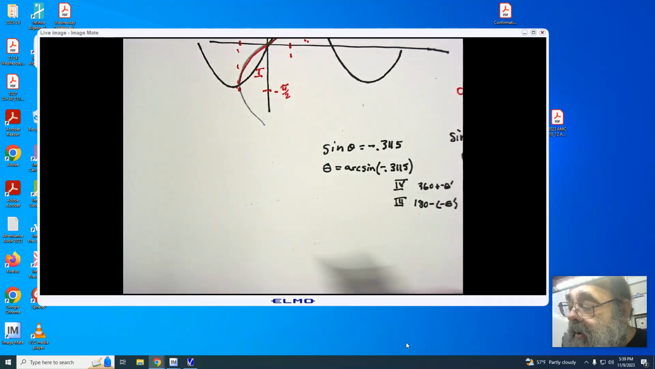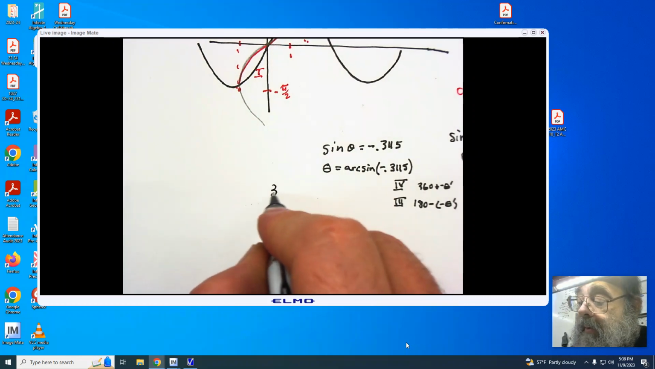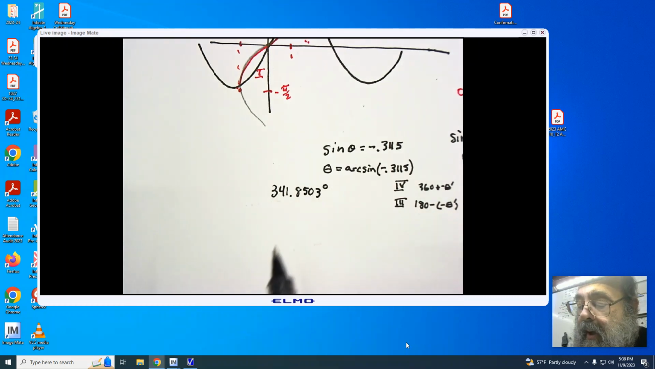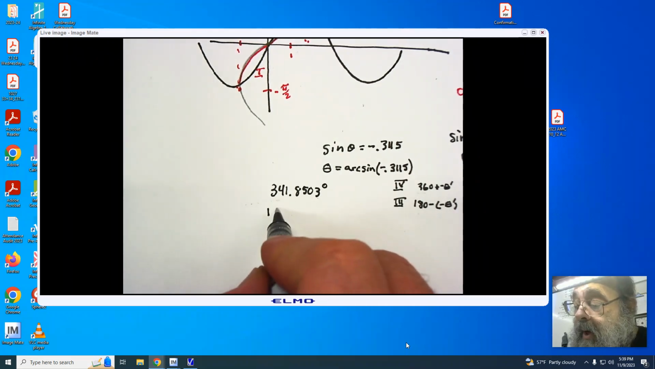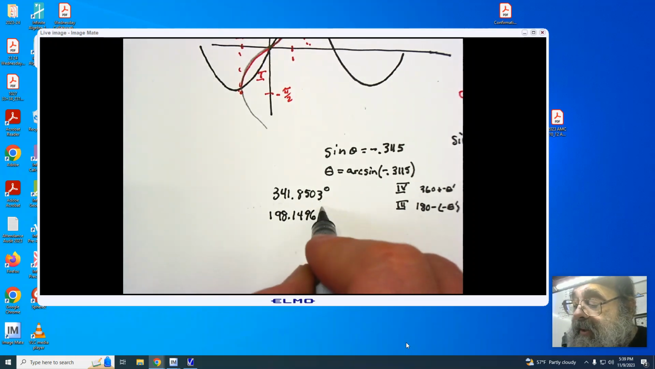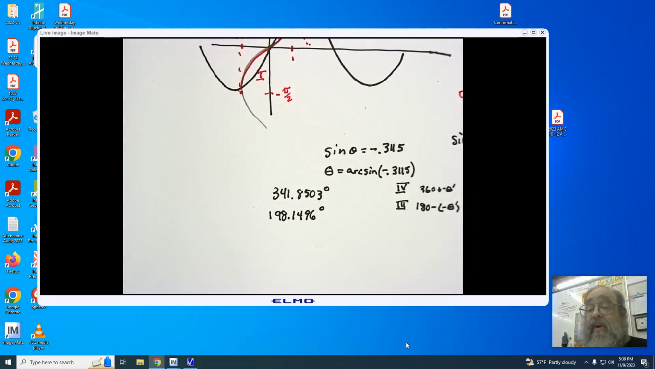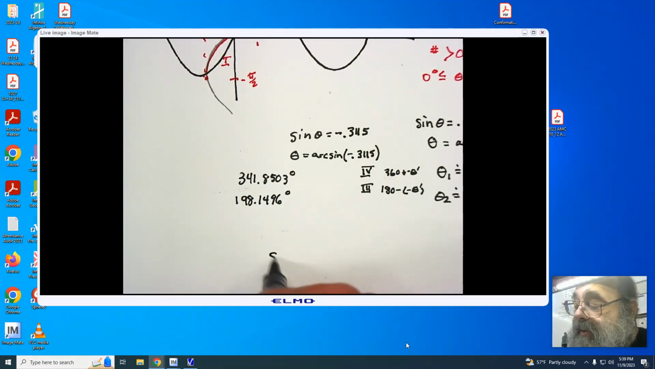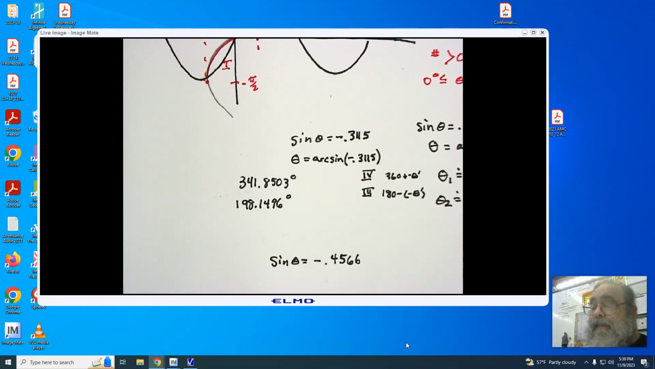We're going to put them down as 341.8503 degrees, and then the other one is 198.149, and I'm going to call it a 6 degree and just truncate. And these are my two answers. Let's try another one. Let's take the sine of theta is equal to negative 0.4566. I'd like you to take a moment and see if you can get this.